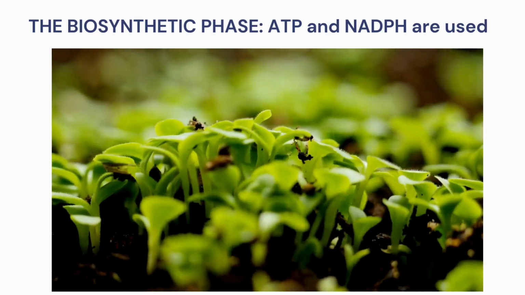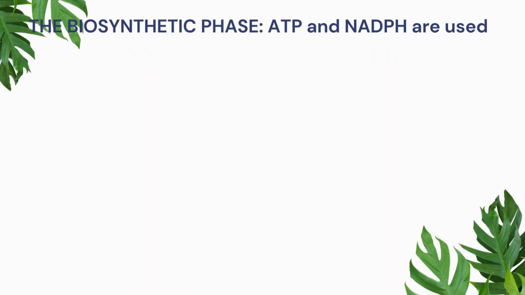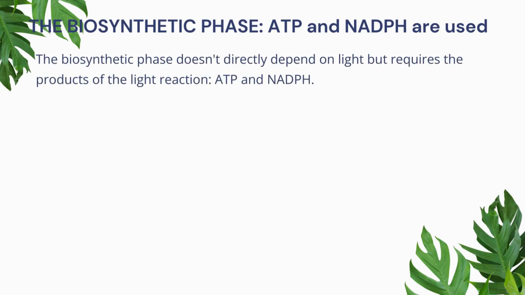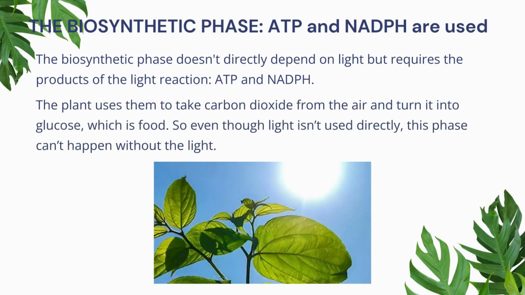This next stage is called the biosynthetic phase or the light-independent phase. What is the biosynthetic phase? This phase doesn't directly use light, but it needs the products of the light reaction. That means ATP and NADPH. These two molecules are full of energy. The plant uses them to take carbon dioxide from the air and turn it into glucose, which is food.